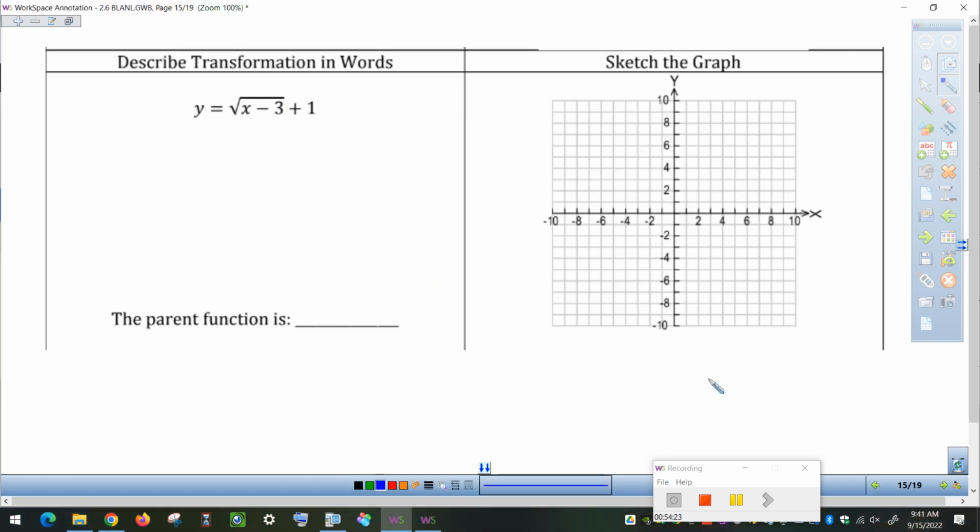Okay, let's take a look at the next one here. I want you to look at that equation, and I want you to take a moment to go ahead and write down what the transformations are, so what are the 2 things that are happening, and then I also want you to identify what the parent function is this time.